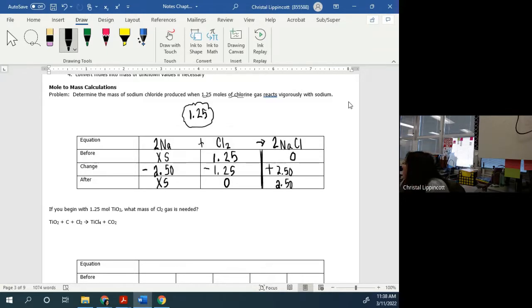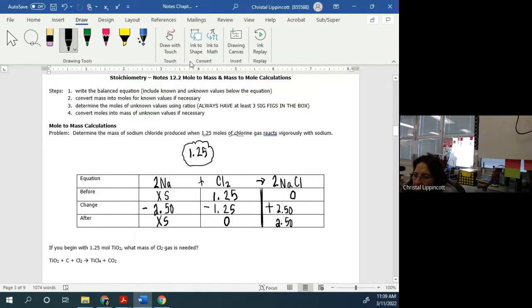Question? Good? Okay. What units are these numbers in here? Grams? Nope. What did we say that? Moles. Moles, right. So these are in moles. They want to know mass, though. So I need to take these moles and turn them into mass.